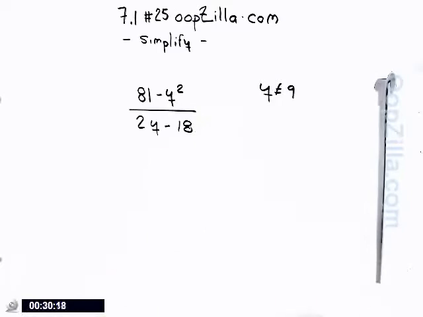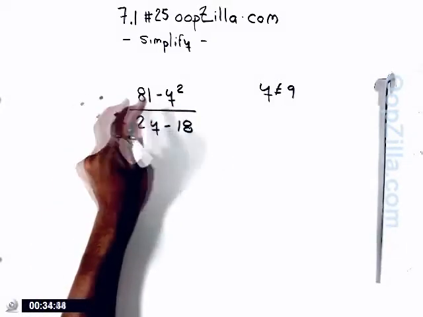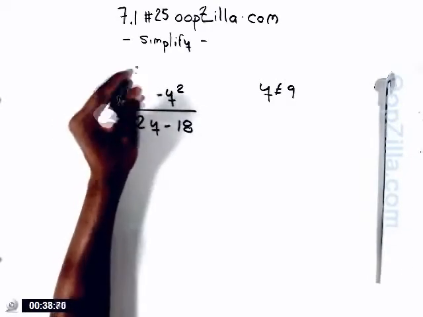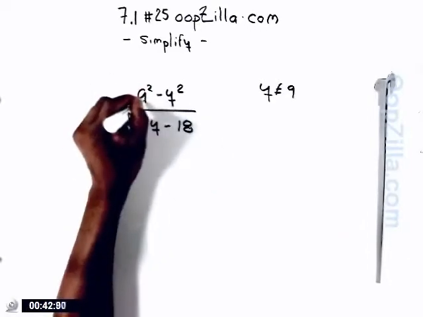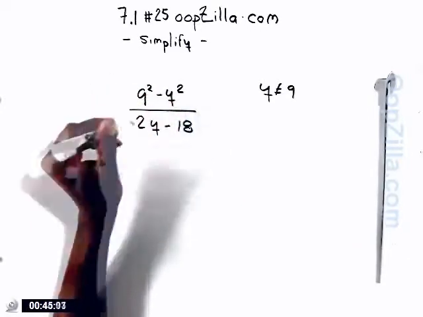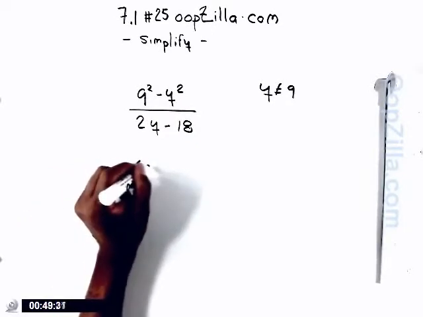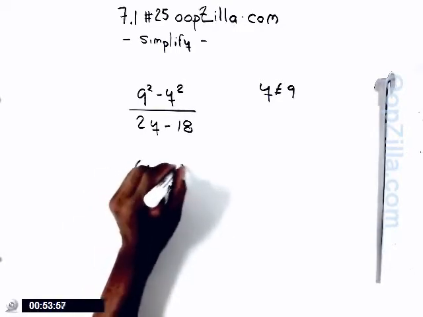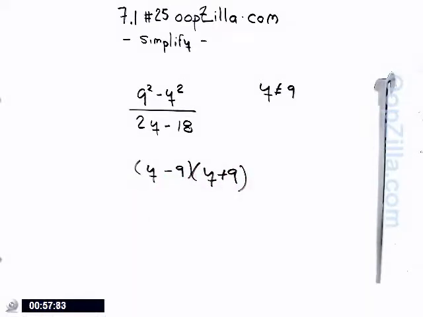Okay, get rid of that. We don't need that anymore. Now this right here is actually not that hard, and I can tell you why. This 81 is really 9 times 9. And if I have the difference of two squares like this, basically what that's saying is that I can have a y minus 9 and a y plus 9. It's the difference of two squares.